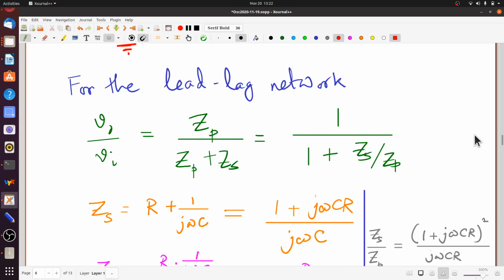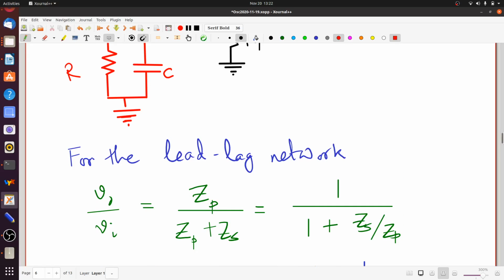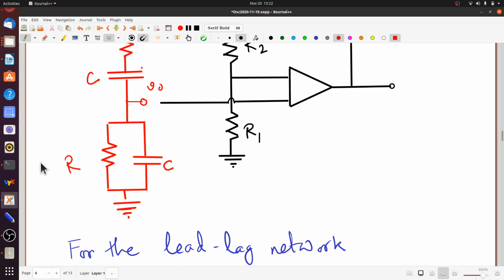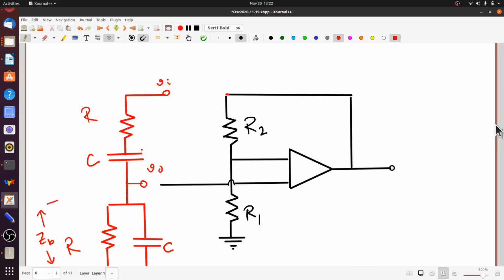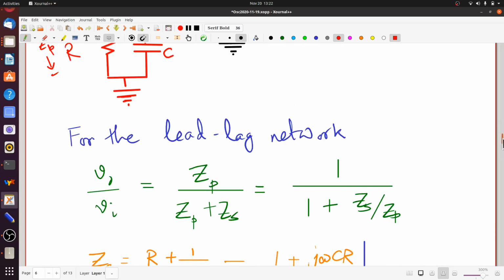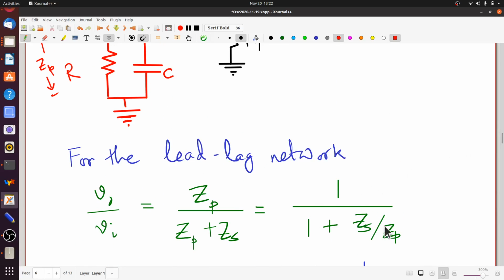For the lead lag network, specifically for the lead lag network, remember, not for the amplifier, the output by input ratio is ZP by ZP plus ZS, where ZP is simply this parallel combination, and the series combination is what we call ZS. So this is simply the series potential division formula at work. VO by VI is simply ZP divided by ZP plus ZS. That of course can be written down as 1 by 1 plus ZS by ZP.